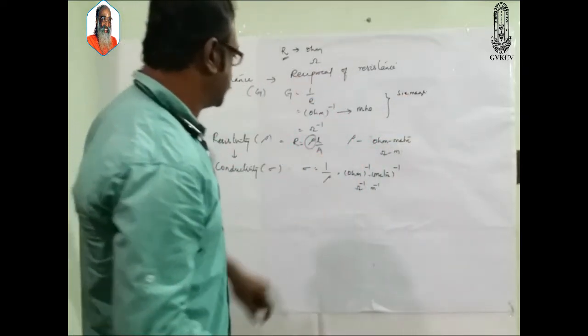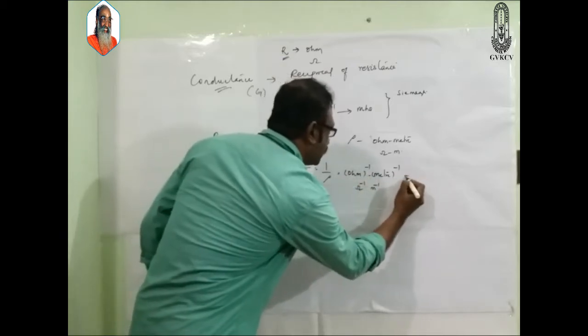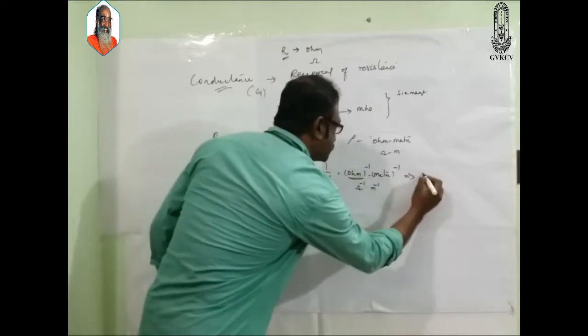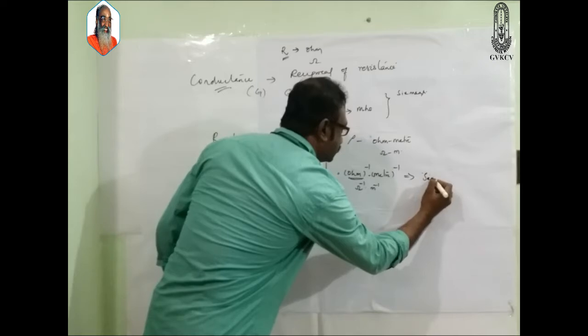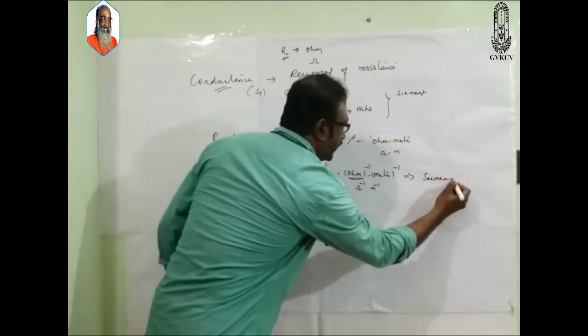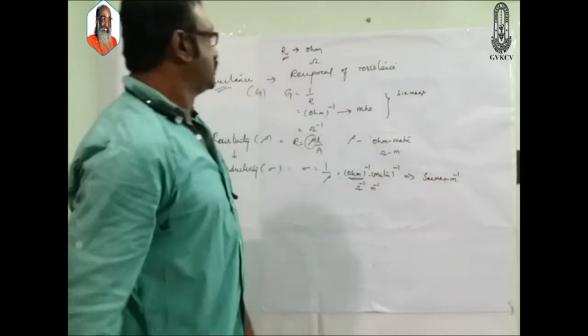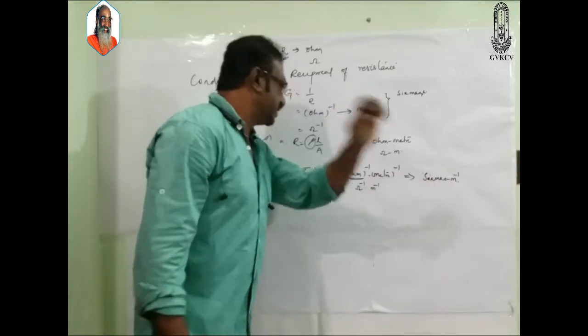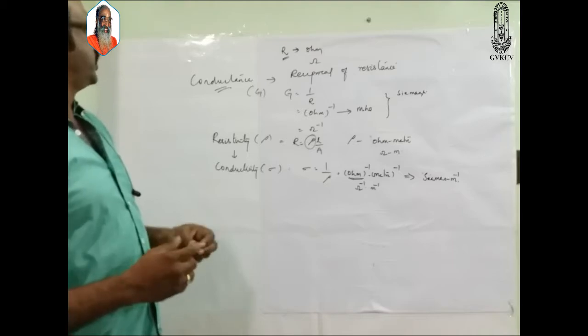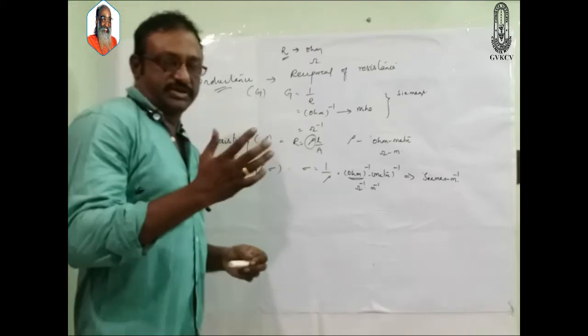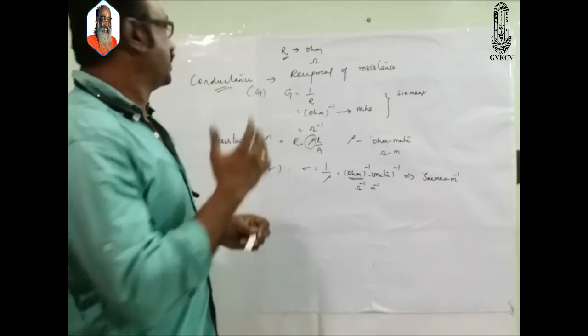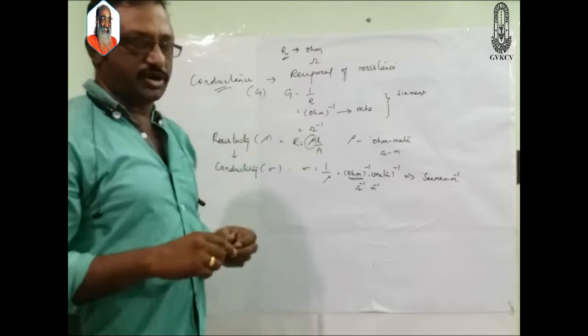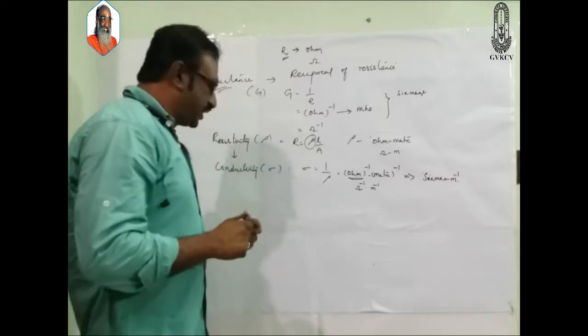Ohm inverse is Siemens. So I can write this, instead of ohm inverse, as Siemens meter inverse. So the SI unit of conductance is Siemens, and so the unit of conductivity is Siemens meter inverse. These are some of the important properties along with the resistance. You have to know about resistivity, which we already talked about, conductance and conductivity.